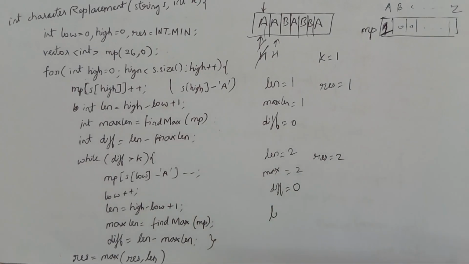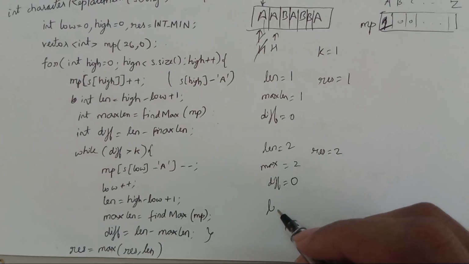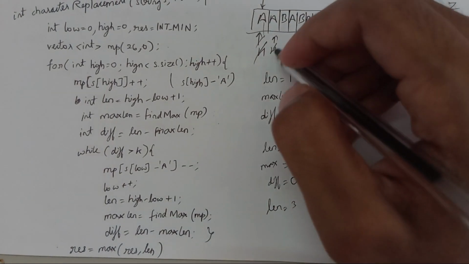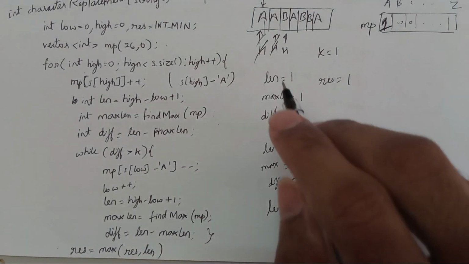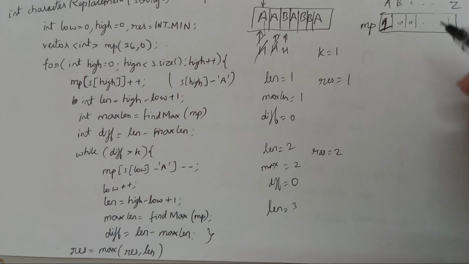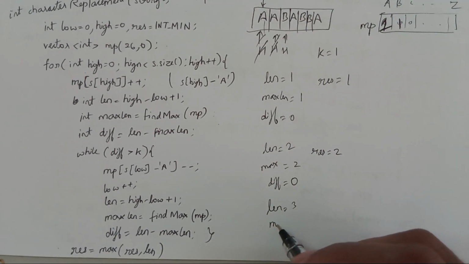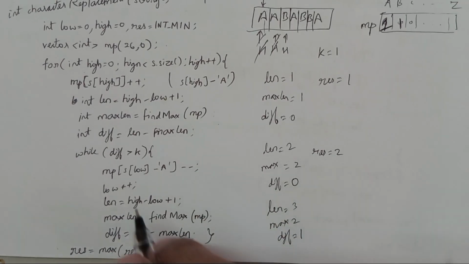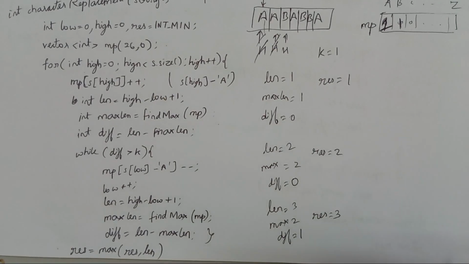If difference is 0, then we just ignore this while loop and we update the result, which will be 2. Now again length is equal to 3. We move the high pointer to here and we again update the hash map. So B will be 1 now. Now length is 3, maximum equal to 2, difference equal to 1. 1 is not greater than 1, so ignore the while loop and result will be 3.